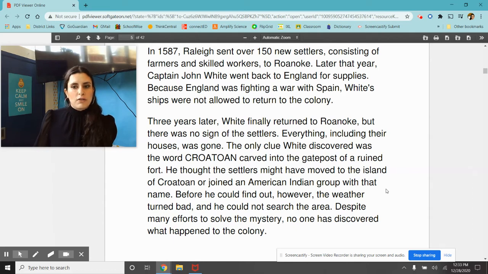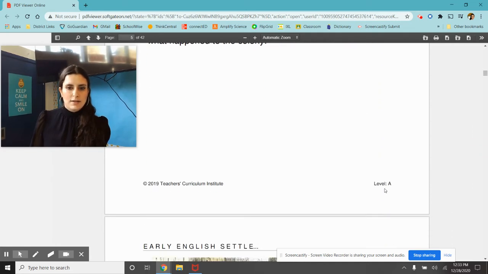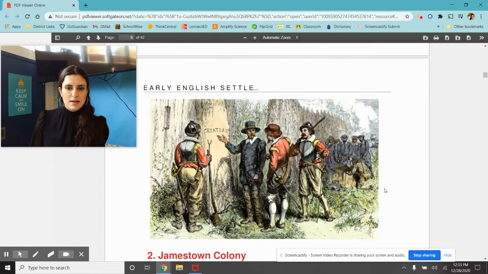He thought the settlers might have moved to the island of Croatan or joined an American Indian group with that name. Before he could find out, however, the weather turned bad and he could not search the area. Despite many efforts to solve the mystery, no one has discovered what has happened to the colony. Dun dun dun! What happened? The great mystery of American history.